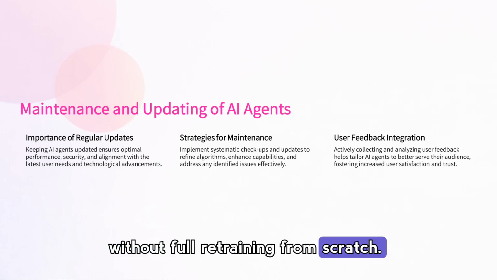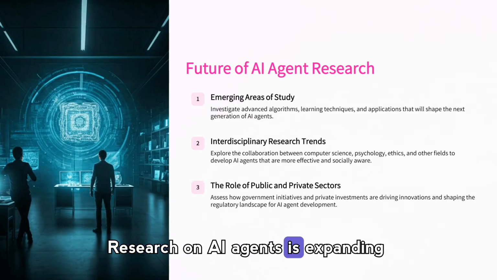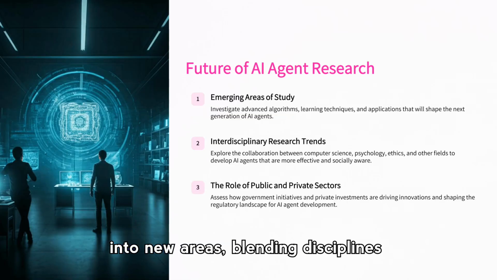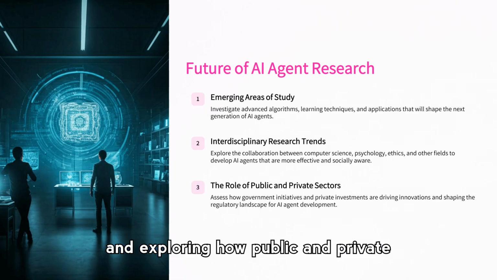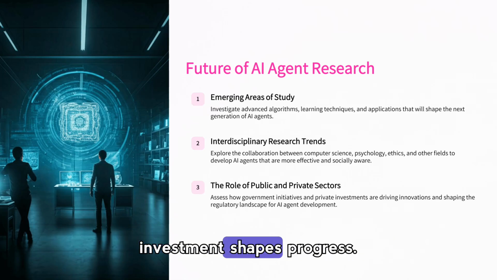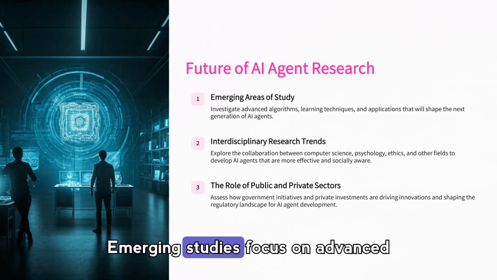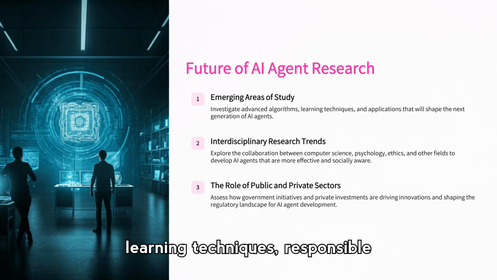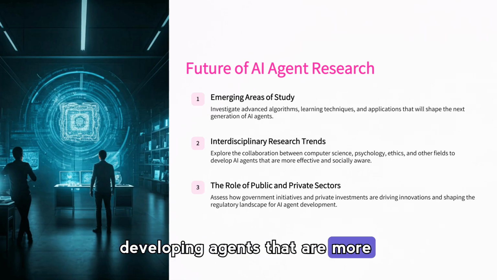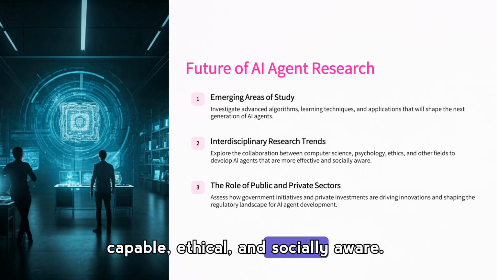Research on AI agents is expanding into new areas, blending disciplines and exploring how public and private investment shapes progress. Emerging studies focus on advanced learning techniques, responsible design, and interdisciplinary collaboration, all aimed at developing agents that are more capable, ethical, and socially aware.